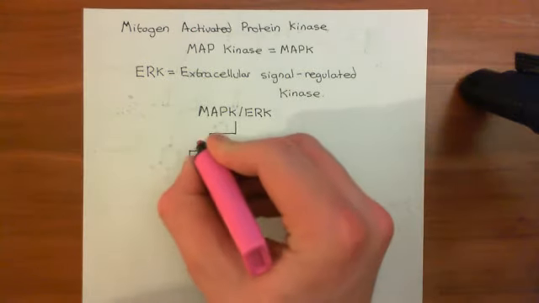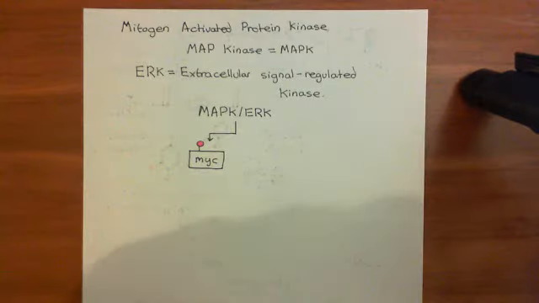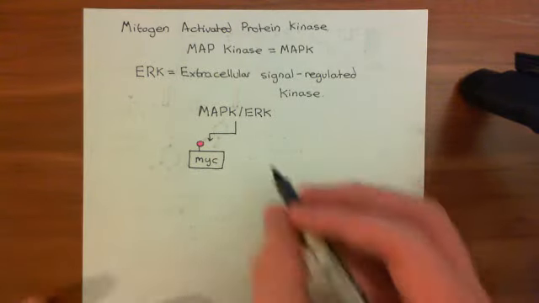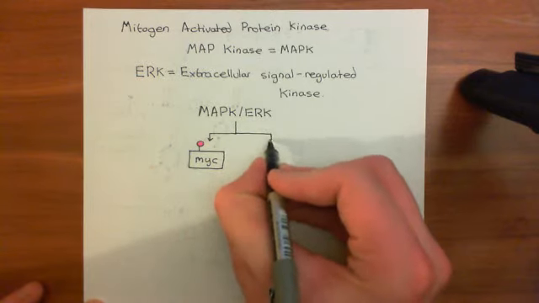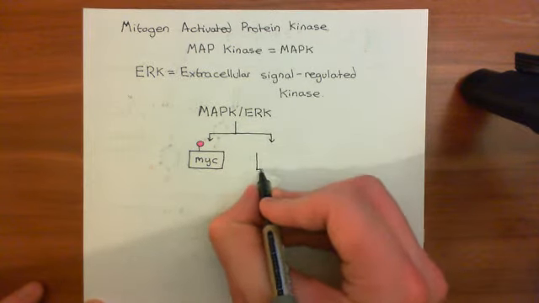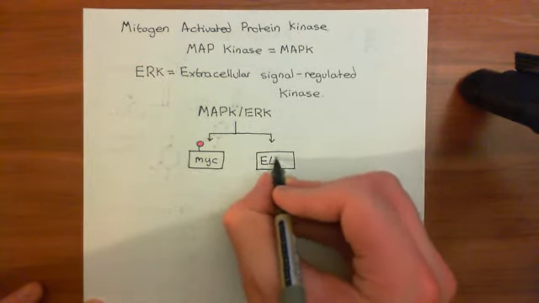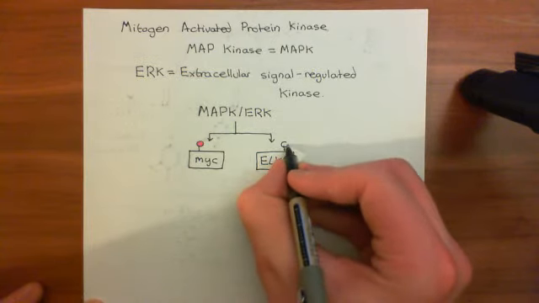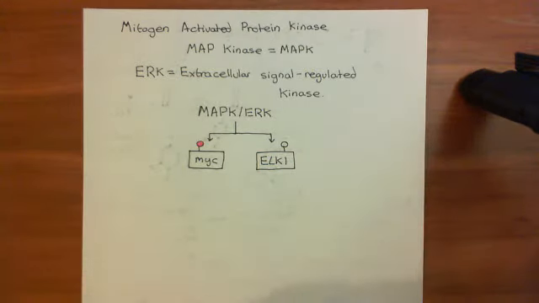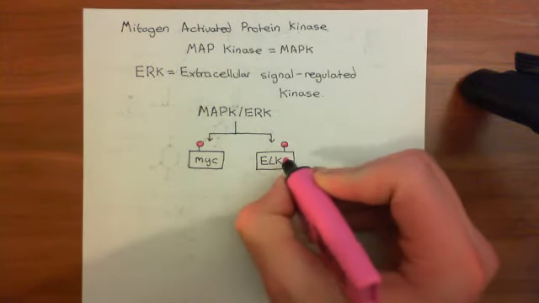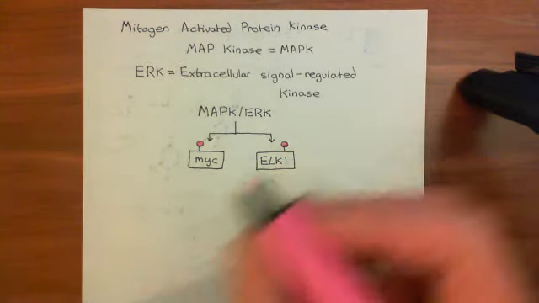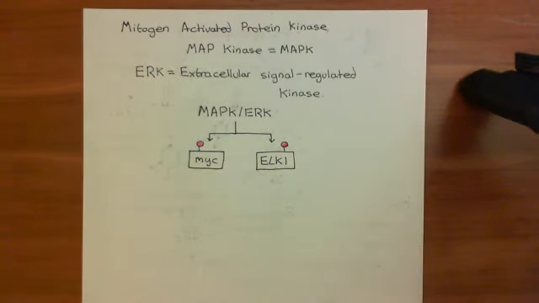MYC is a famous transcription factor. It's often called the cell's most powerful mitogen. And then another very famous transcription factor, less famous than MYC maybe, but still famous, is ELK1. So you phosphorylate these two transcription factors, MYC and ELK1. Now, we'll come back to MYC in a moment. We'll discuss ELK1 first. So ELK1 is a transcription factor. We've already discussed transcription factors. We know that they increase the expression of certain genes and decrease the expression of other genes.